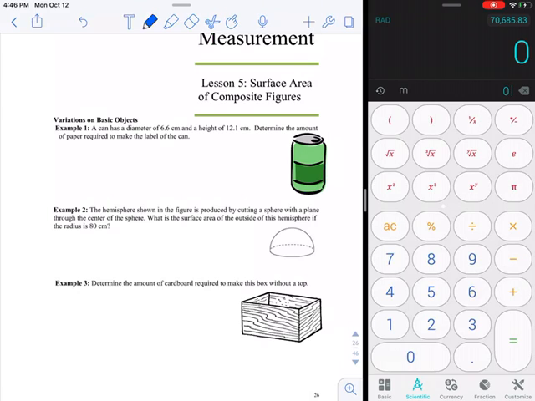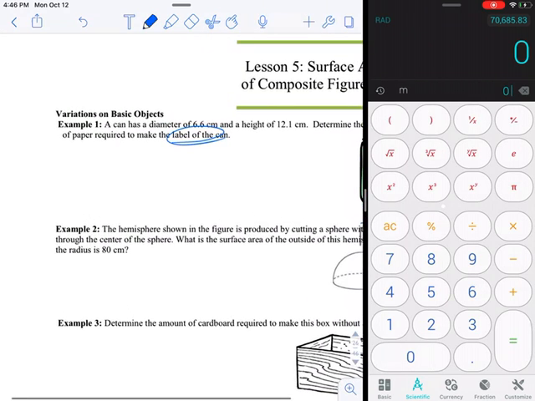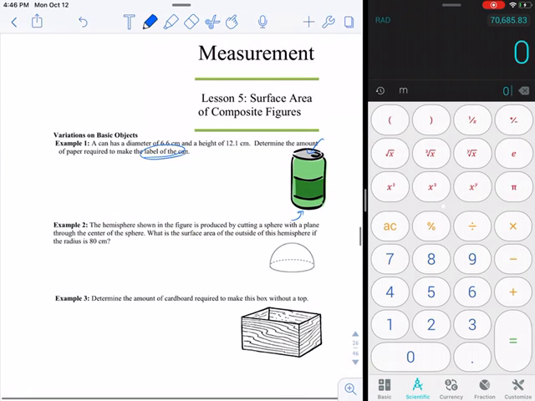All right, so for example, this first one here is a basic cylinder. Determine the amount of paper required to make the label of the can. Well, do you have a label on the top or the bottom? No, it's just aluminum. So the formula for the surface area of an entire cylinder is 2 pi r squared plus 2 pi rh. And this is the top and bottom. And this is the lateral area, or the label part of it.